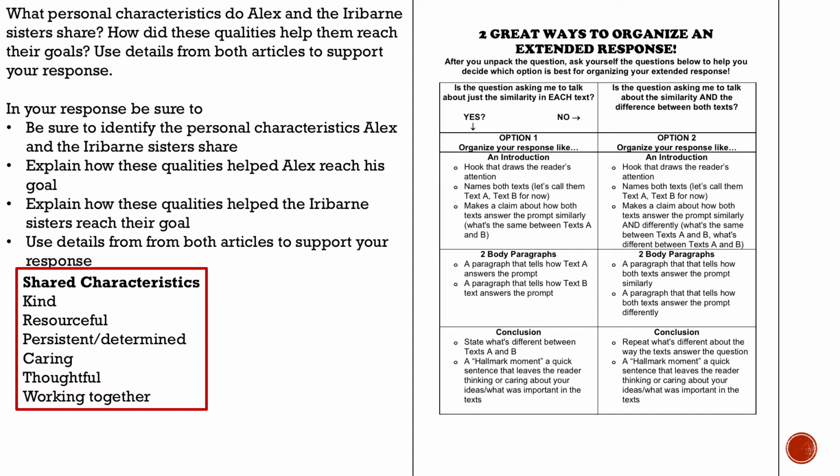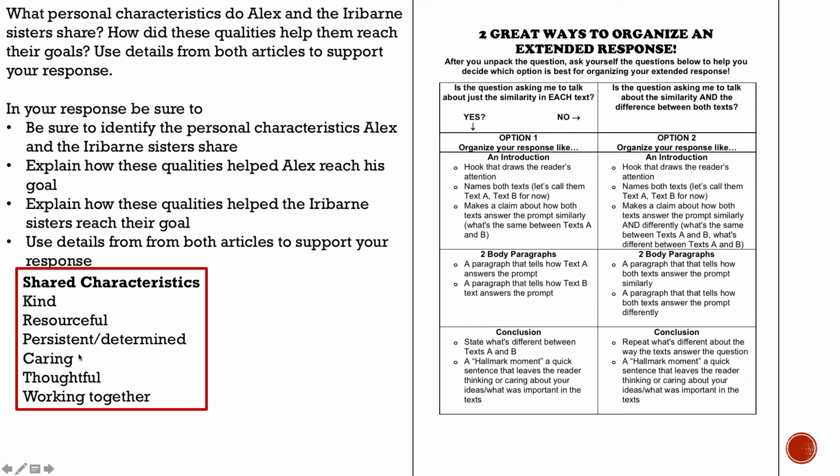So if I'm really thinking about which of these shared characteristics I see most in these 2 articles, the kids in both articles, I think I'm really going to go with determined as one of them and caring as another one. I really thought that the kids were caring and determined. I think there's lots of examples that can show both of these traits, these characteristics.